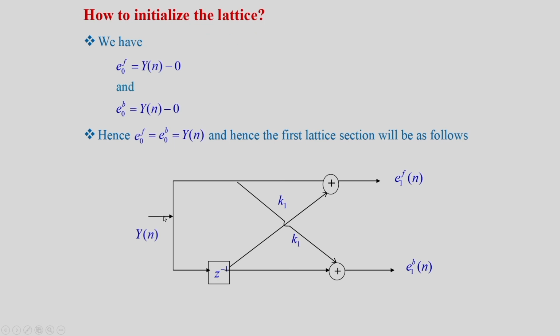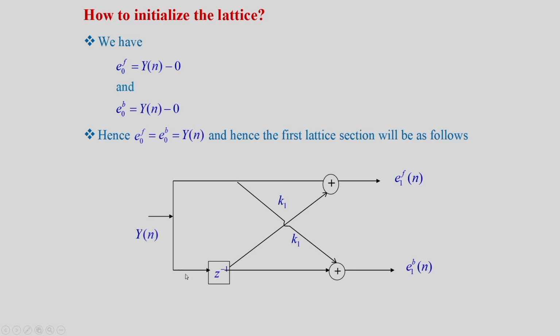How to initialize this lattice? We know that for 0th order prediction, the forward prediction error will be yn minus 0, that is equal to yn. Similarly, the backward prediction error also will be equal to yn minus 0, that is equal to yn. Hence, E0F is equal to E0B is equal to yn, and this can be the initial input, and the first lattice section will be as follows.